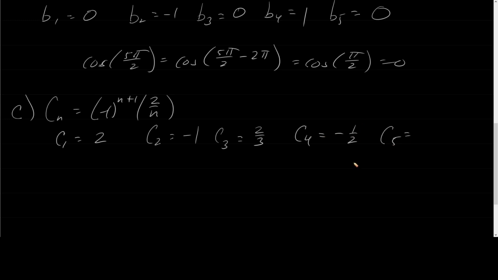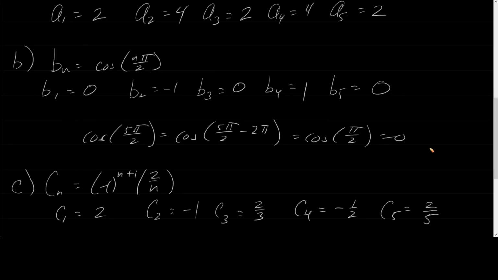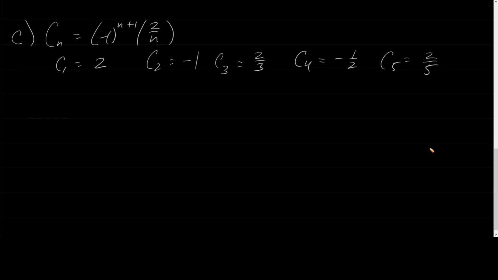C sub 5. Plug in 5. 5 plus 1 is 6. Negative 1 to the 6 is positive 1. 2 over 5 is just 2/5, so we end up with positive 2/5. Right? So on and so forth. Now these are just some types of sequences here. And again, sequences are functions where we're only plugging in the whole numbers.